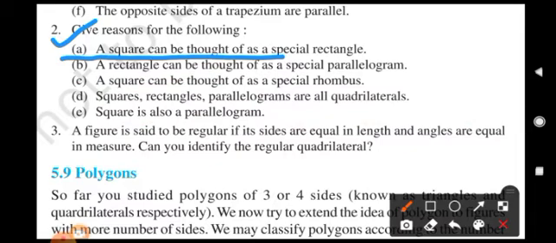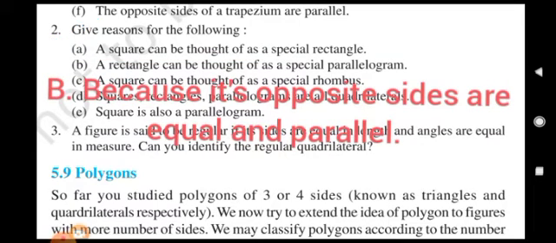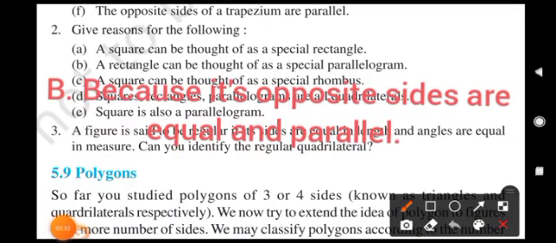Now question number B: a rectangle can be thought of as a special parallelogram. Why? Because its opposite sides are equal and parallel. Rectangle opposite sides are also parallel and equal.